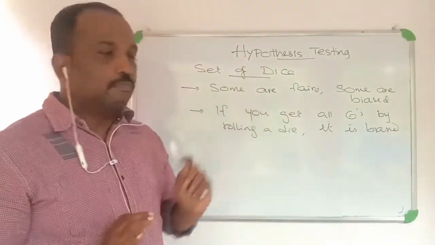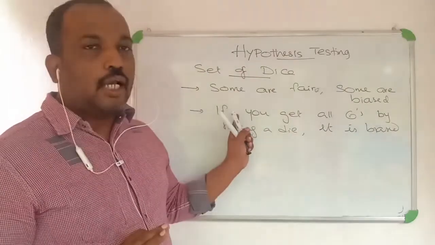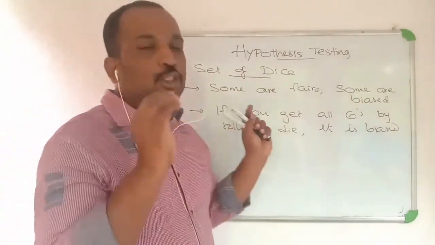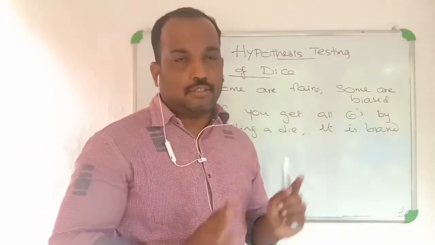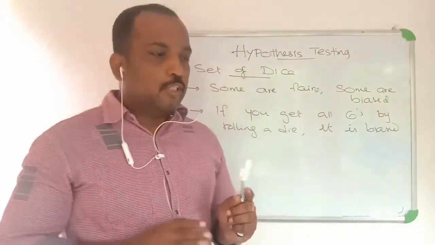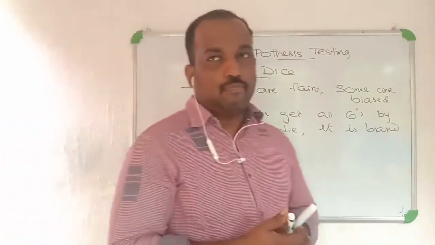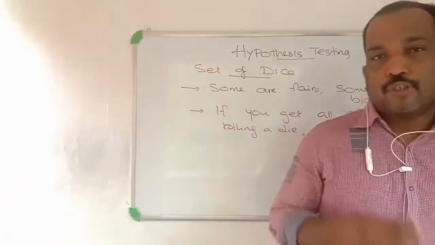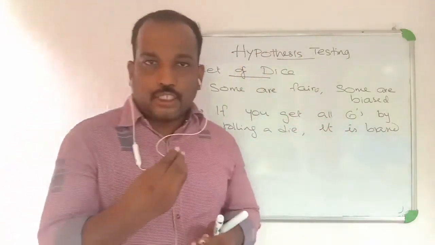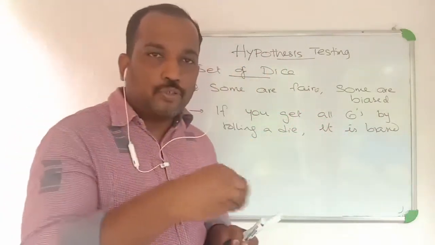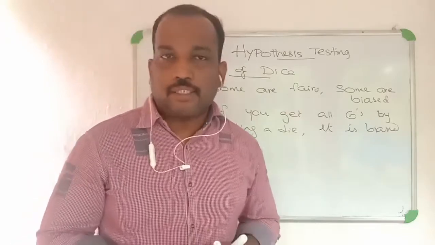So that is my claim. My claim is my die is biased because all the experiments are giving me the result 6. Okay. So to test that claim, what do we do? We have to take the first die and do the experiment several times.